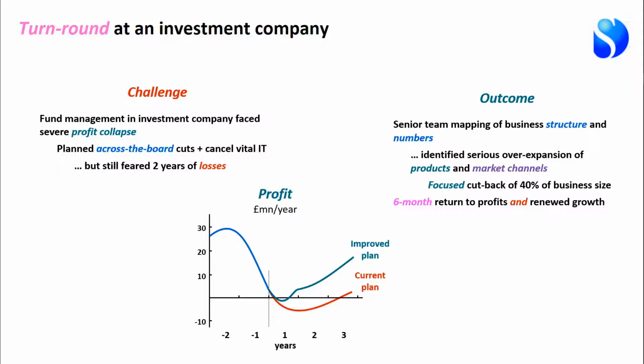We identified serious overexpansion in the business. They had launched too many products, they had gone to too many distributors, they were selling to people who weren't investing much money, they had far too many people involved supporting all of these overextended resources in the business. So a focused cutback of something like 40% of the size of the business allowed them to return to profit really much faster, but crucially put the system back into a state where it would be capable of starting to grow again rather sooner.